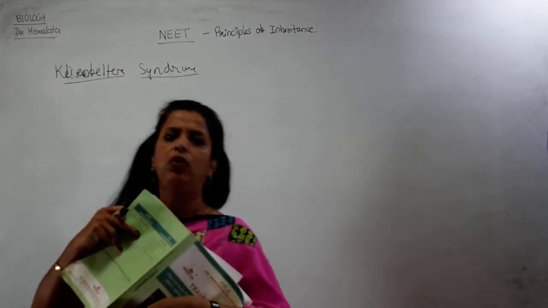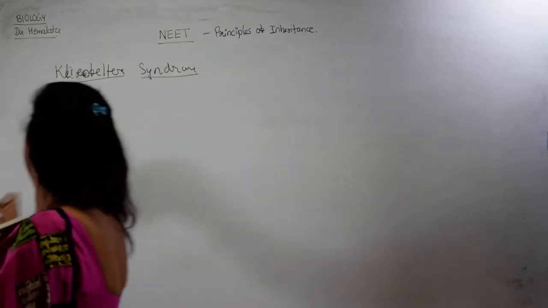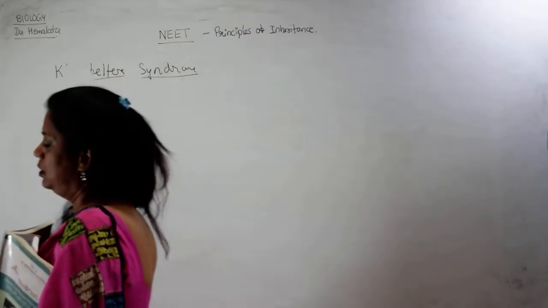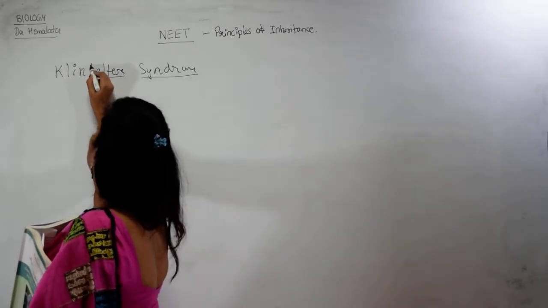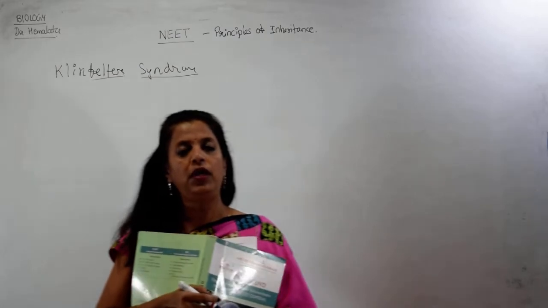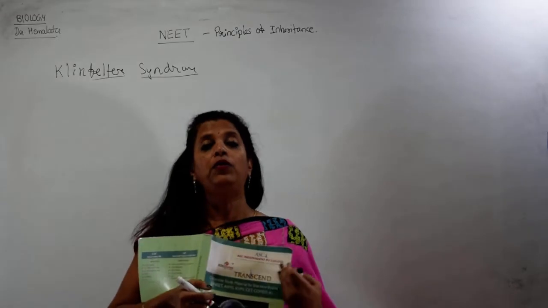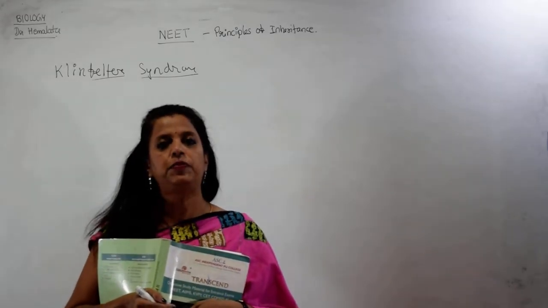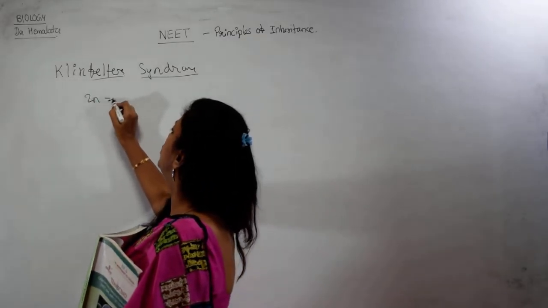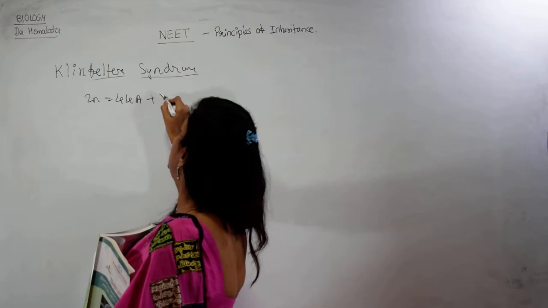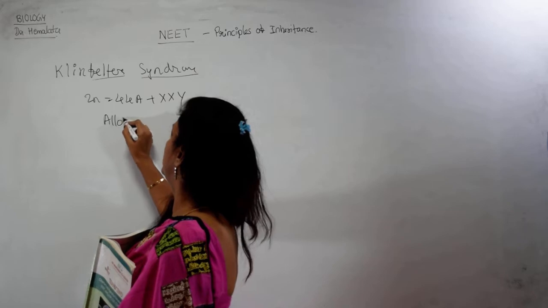Now, one thing you already know, what is Klinefelter syndrome? Klinefelter syndrome is nothing but a type of allosomal aneuploidy, in which an extra chromosome is present along with XY. There will be XX plus 1 Y chromosome present. Therefore, the chromosomal complement 2n is equal to 44 autosomes plus XXY, right? This is called allosomal trisomy.